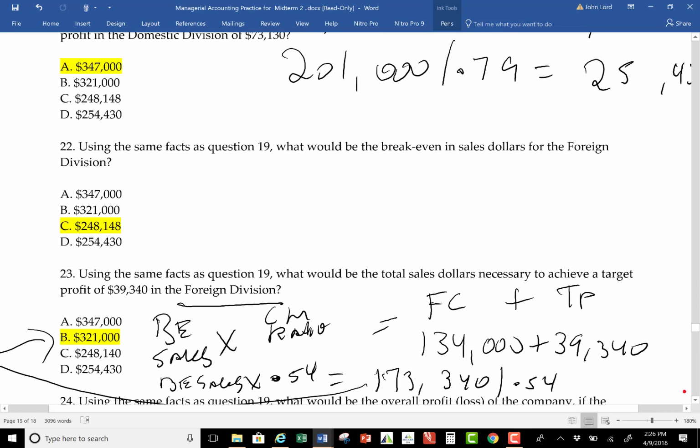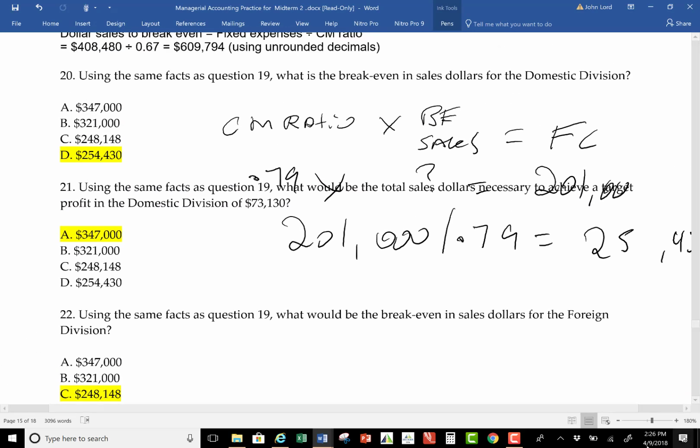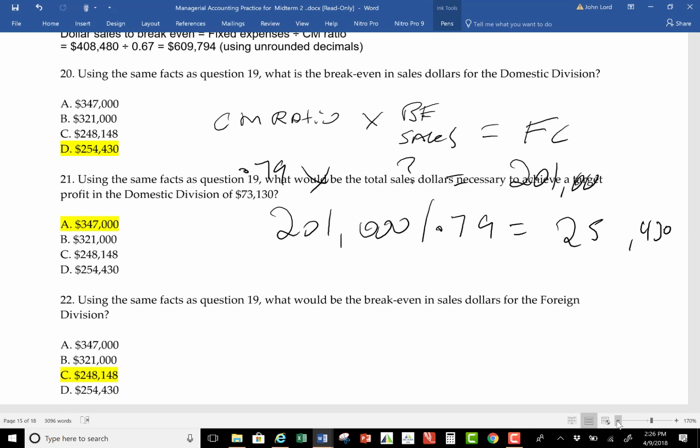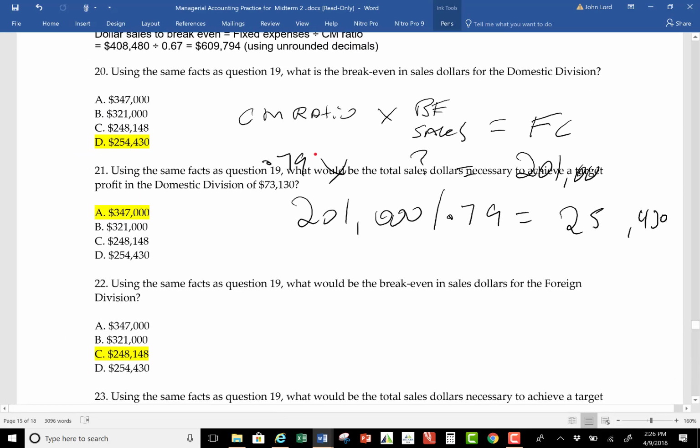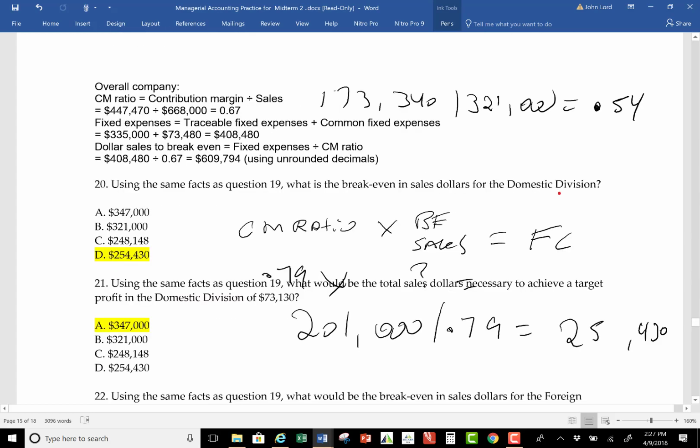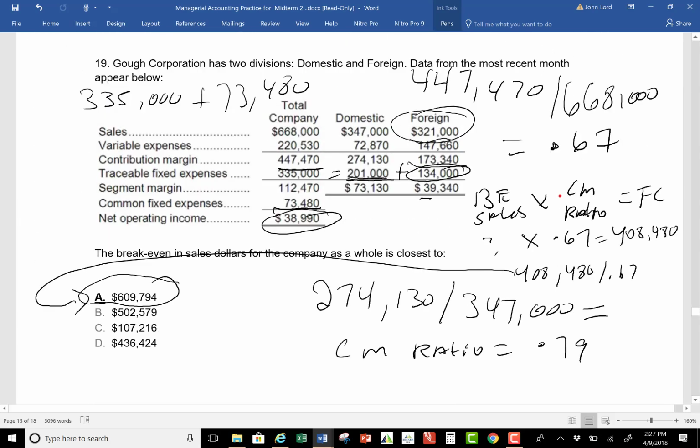Well, while you're looking for that, I'll show you some accountant humor. You ready for some accountant humor? Okay. All right, so you take a look at this one, and they say, using the facts from above, what would be the total sales dollars necessary to achieve a target profit in the domestic division of 73,130?